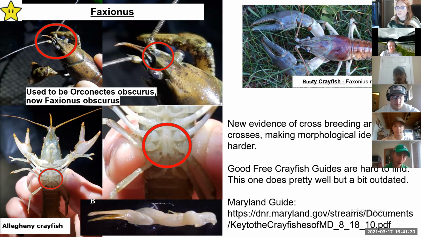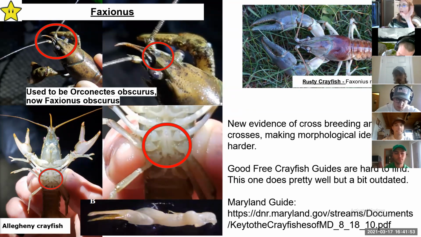There are some other issues with them in that they compete with smallmouth bass, young of year. There's some evidence there. And they're more aggressive than our endemic species, so they'll chase them out of the best hidey holes and increase predation on the native strain. There's also new evidence of crossbreeding between the rusty crayfish and our endemic species.